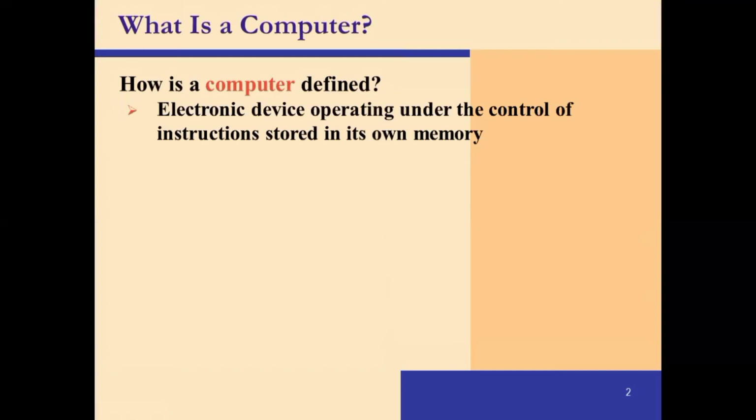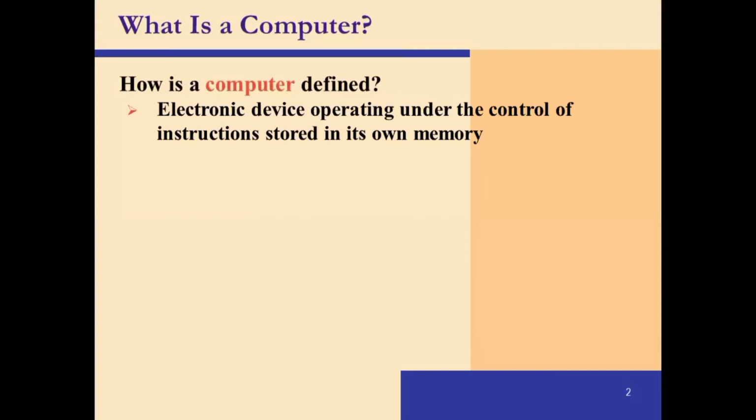Now let's come to the definition of a computer. A computer is an electronic device operating under the control of instructions stored in its own memory. We think of a computer as an electronic device that operates under instructions that we store in its memory, like the hard disk. In the hard disk, we store our pictures. When we double click the mouse on a picture, it will open.